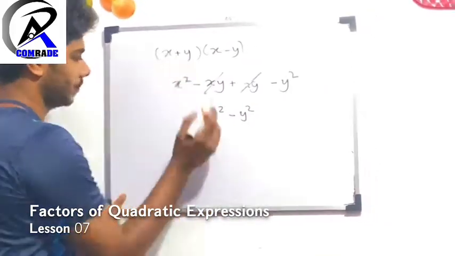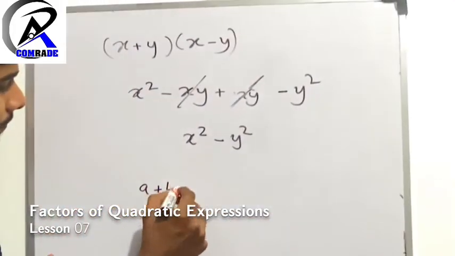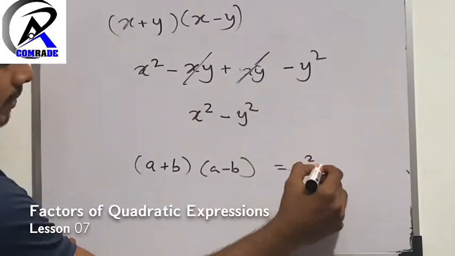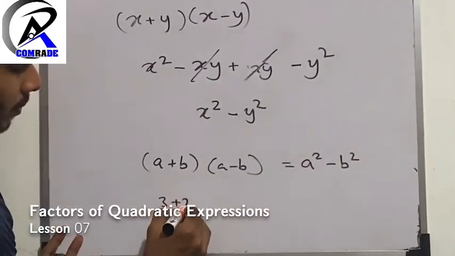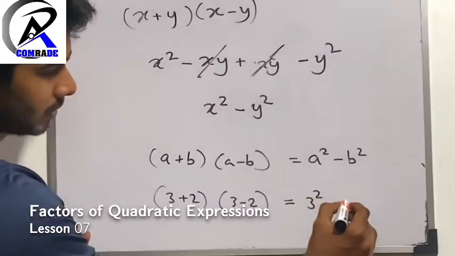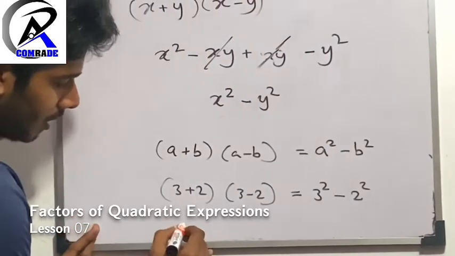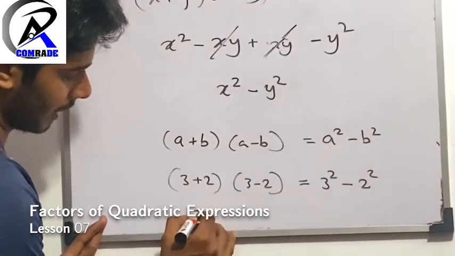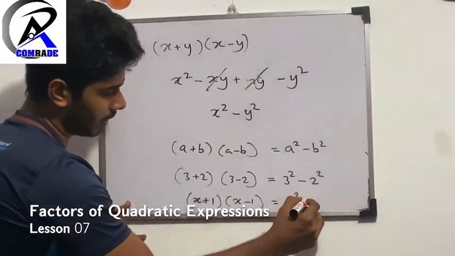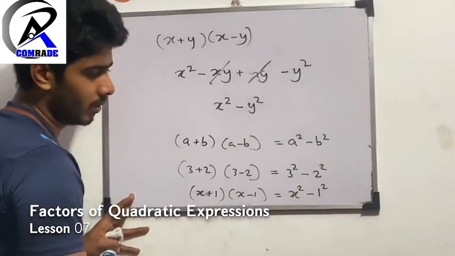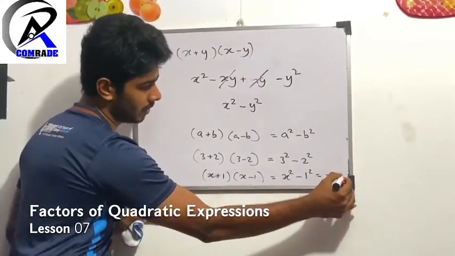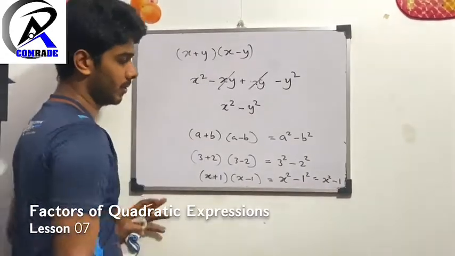Further, a plus b, a minus b. What should be the answer? A squared minus b squared. 3 plus 2, 3 minus 2. What should be the answer? 3 squared minus 2 squared. Another, x plus 1, x minus 1. What should be the answer? X squared minus 1 squared. Another, 1 squared, like 1 kg, 1 squared also equals 1, so x squared minus 1. And like this also. Clear?